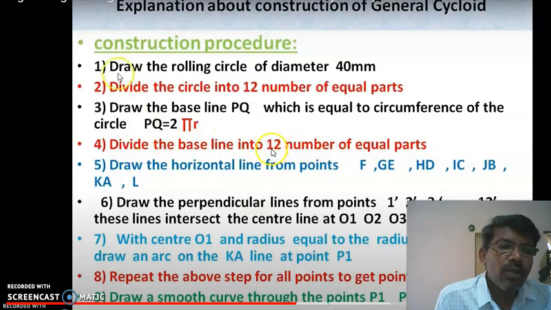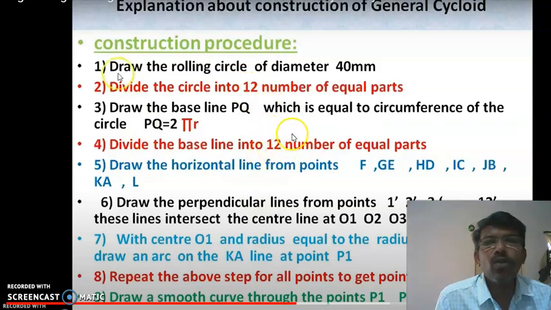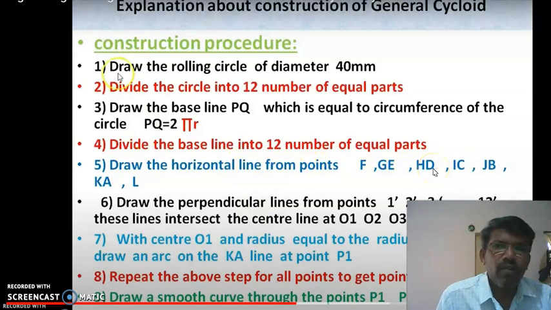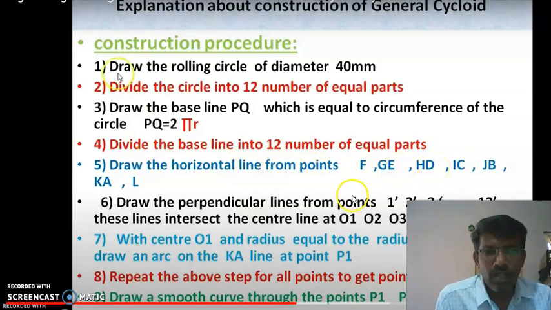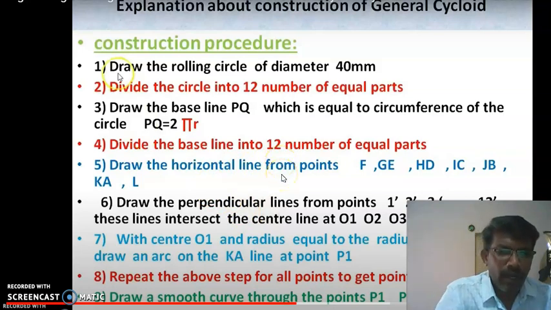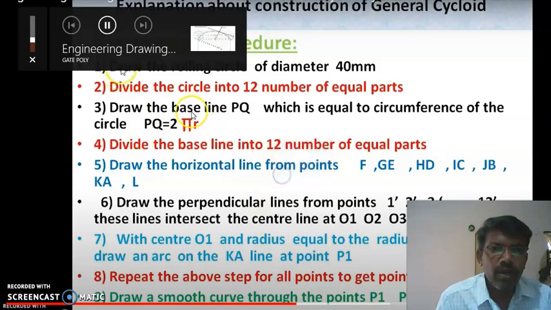Why have I taken 12 equal parts? Because I have divided the circle into 12 equal parts, so I have to make the PQ line into 12 equal parts. Draw the horizontal lines from points F, G, and when you go for the construction, you will find all these points. These are the steps to be done in the construction procedure. Now let us see how it is going to be done.